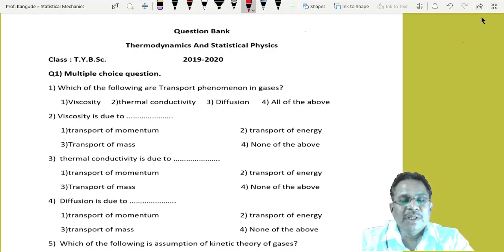Those who are appearing for the Savitribai Phule Pune University final examination, a multiple choice question type of examination that is to be conducted in October 2020. In this video, we are going to discuss a few important questions from the first three chapters of Physics Paper 3, that is Thermodynamics and Statistical Physics.